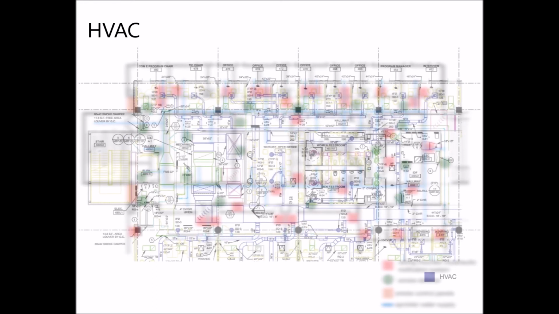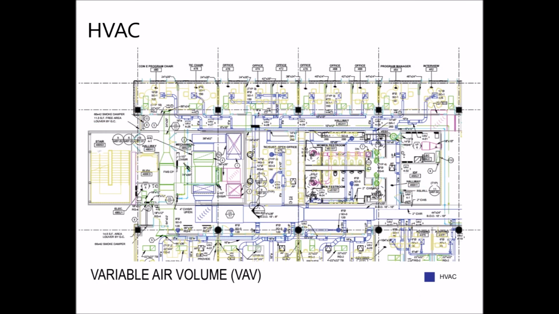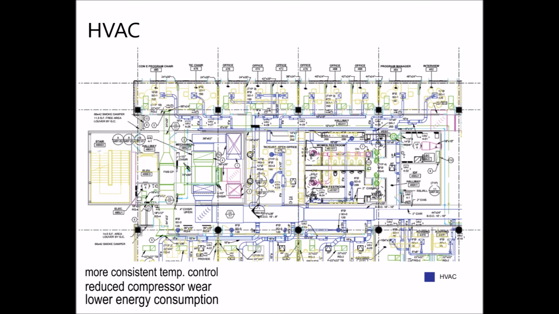This area of the building is controlled mainly by the variable air volume systems, which supplies constant temperature rather than constant airflow. This creates more consistent temperature control, reduces compressor wear, lowers energy consumption, creates less noise, and provides additional passive dehumidification.